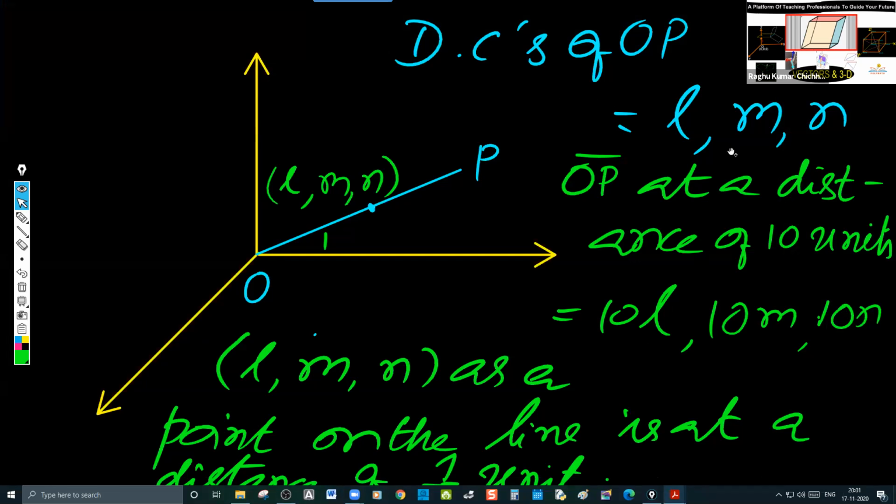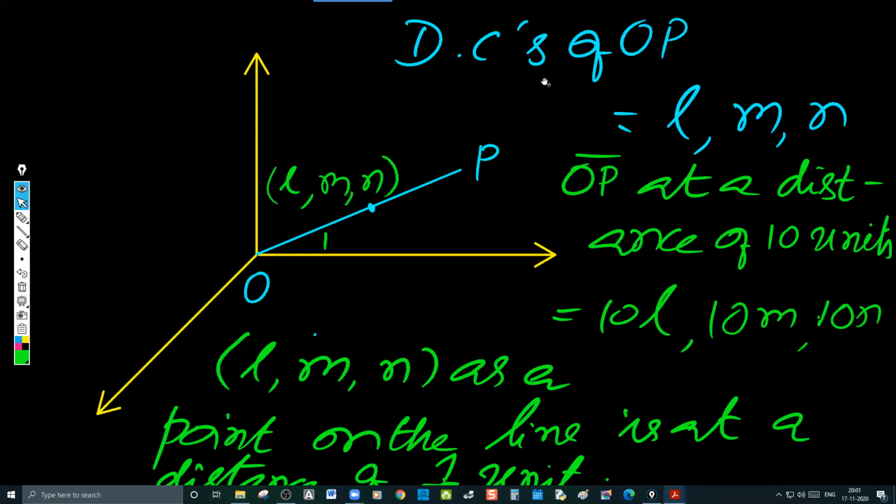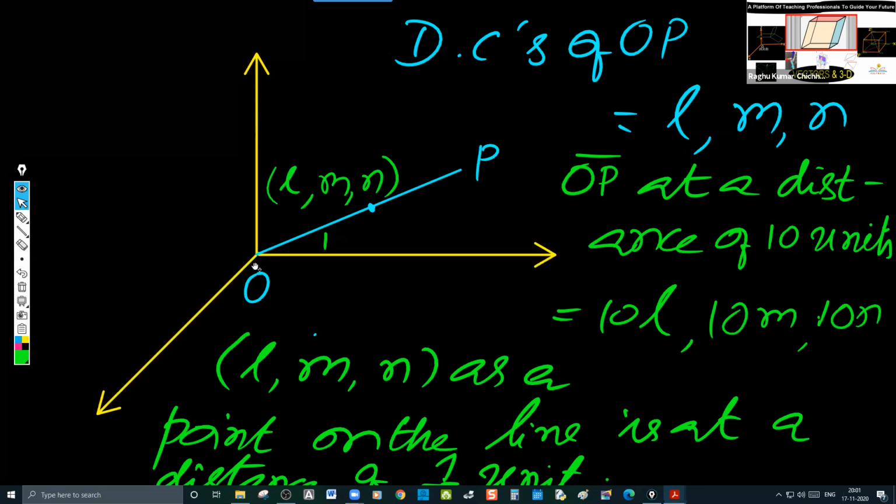And l square plus m square plus n square equal to 1. That is, cos square alpha plus cos square beta plus cos square gamma is equal to 1. And thereby sin square alpha plus sin square beta plus sin square gamma is equal to 2. Yes, sir. And if you take DCs as a point, then it is at a unit distance from the origin. Remember that, please.